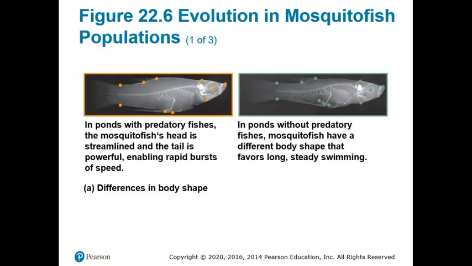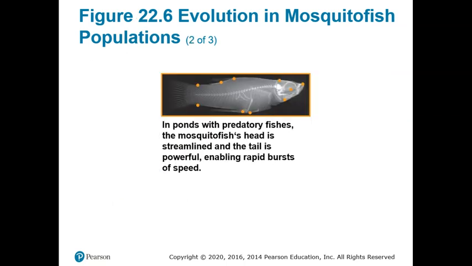So in ponds with predatory fishes, the fish's head is streamlined, but the tail is powerful, like rapid bursts of speed. But in ponds without predatory fishes, this reminds you of what? What's the activity we did? Yeah, stickleback. Good. We talked about the stickleback. So this is similar to that. In ponds without predatory fishes, mosquito fish have a different body shape that favors long and steady swimming. And so this is evolution in different mosquito fish populations based upon selective pressures.